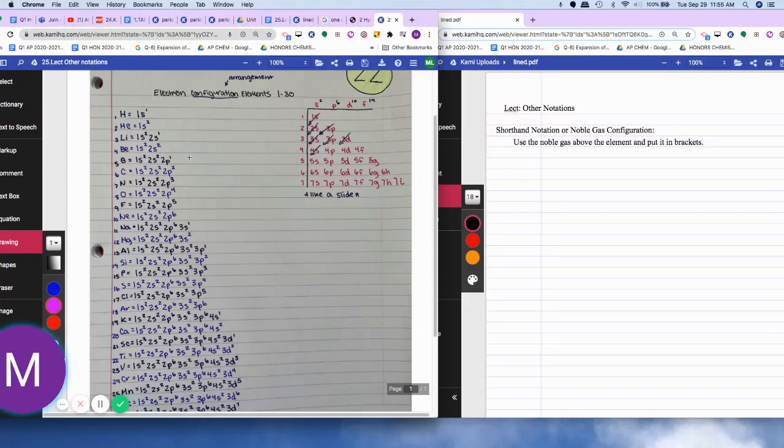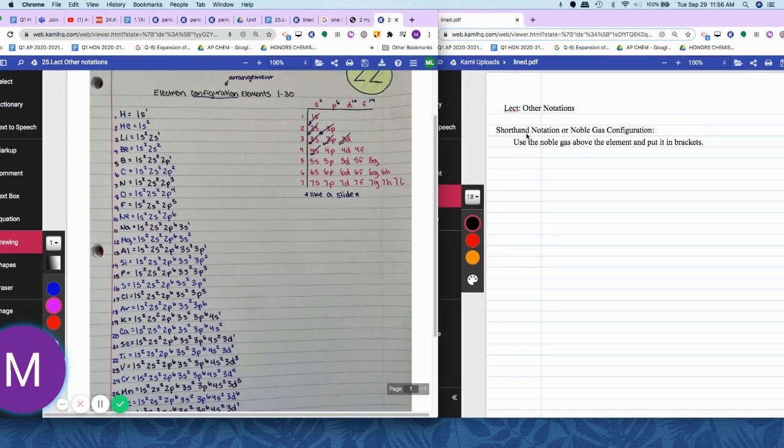So you might have noticed that it was quite tedious to write all of these down, and you can see that it starts to just repeat itself and you're just adding one more electron. So you're wondering, is there a shorthand way to do this, like a shortcut, so we don't have to write everything down? Yes, there is. So this will be your lecture on other notations or other ways of writing electron configuration.